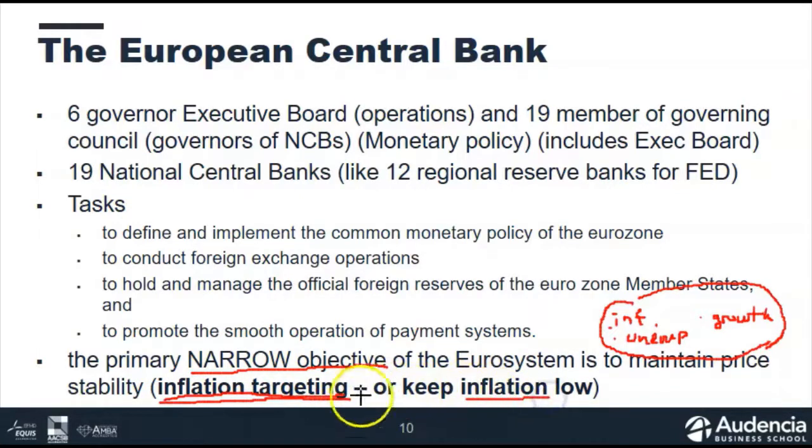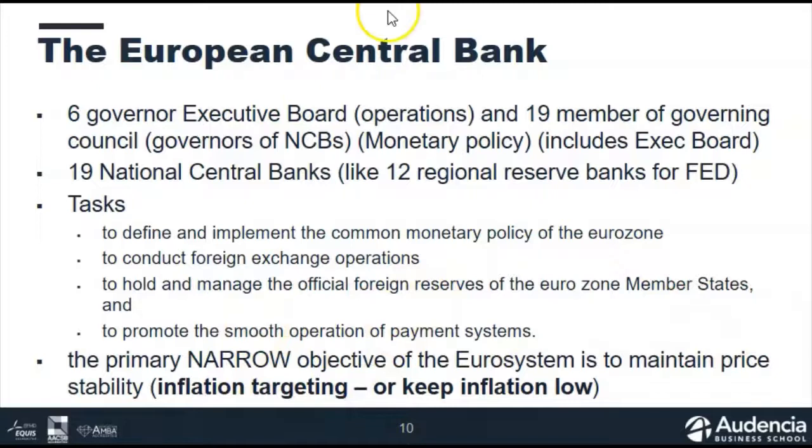So they target inflation. This is called inflation targeting. And this is one of the main differences between the Fed and the European Central Bank.